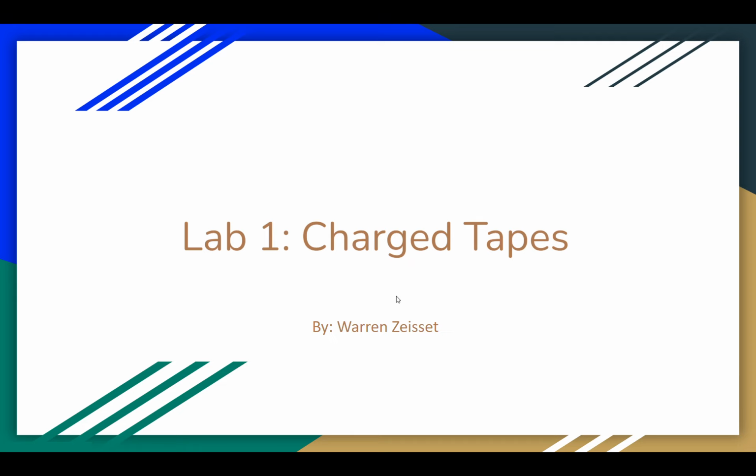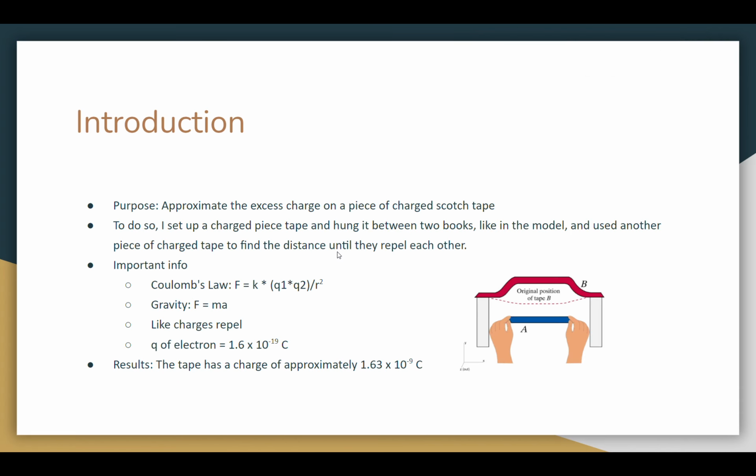Alright, this is Lab 1, charge tapes. The purpose of this lab was to approximate the excess charge on a piece of charged Scotch tape. To do so, I set up this model and found the distance that it took for the tapes to repel each other. Some important information is Coulomb's law, your gravitational force equation, you gotta know like charges repel, and the charge of an electron.